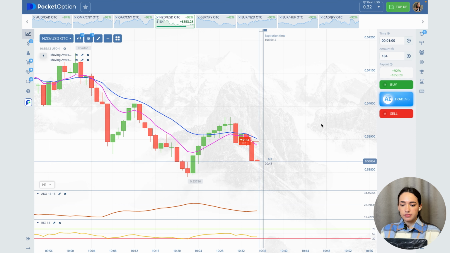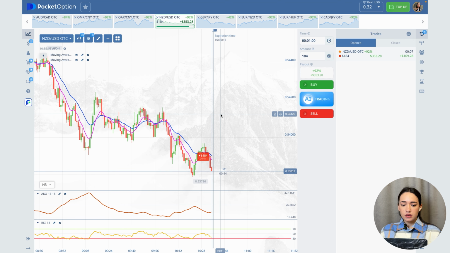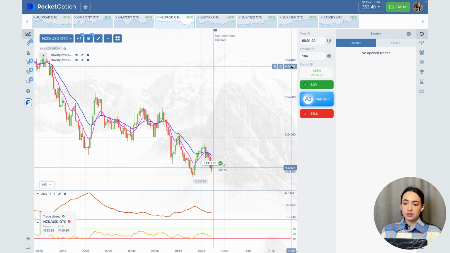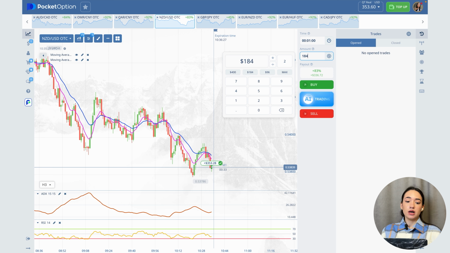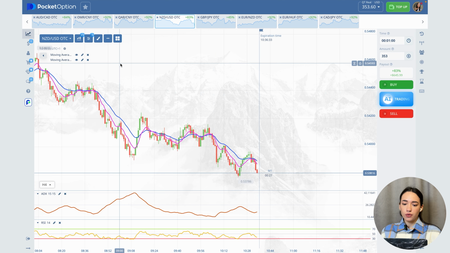And the last few seconds, guys. Okay, let's watch for the result. What we should expect here. Yeah, excellent. This trade also closes in profit. So let's raise the trade amount again to the maximum one and continue looking for the next setup.